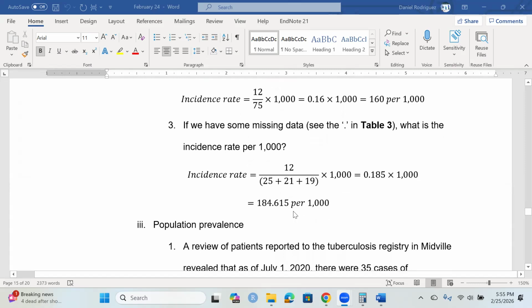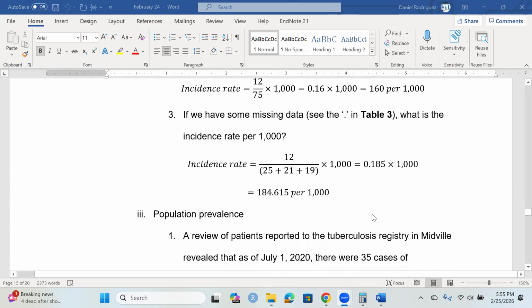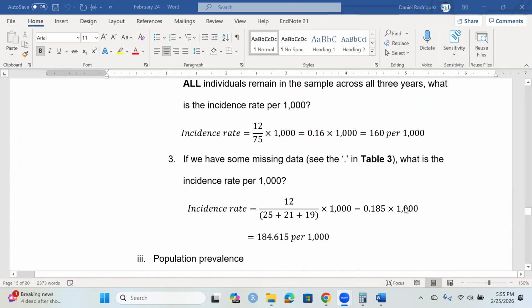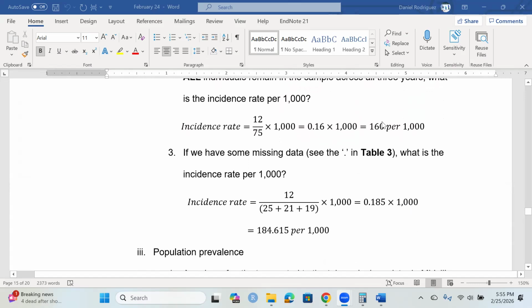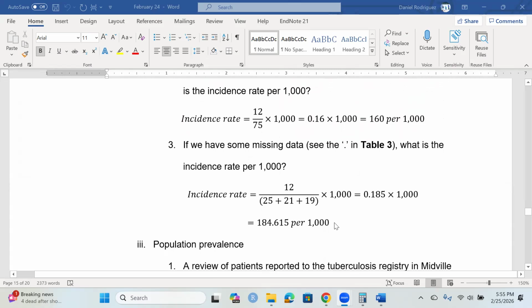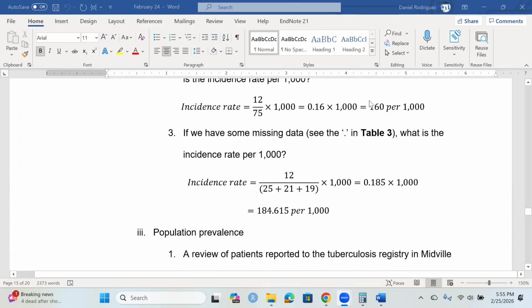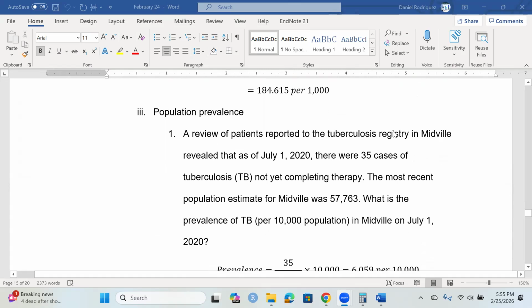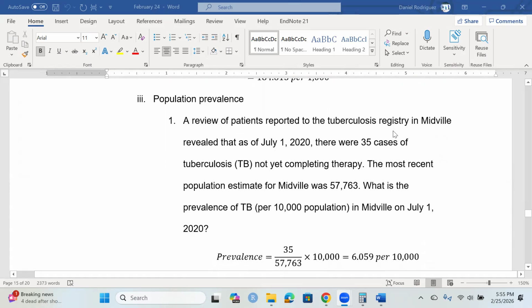Big difference in our incidence. In the case where we had no missing data, we had 160 per 1,000. Accounting for missing data actually increases it. So in a sense, we had a lower estimate when we didn't account for missing data. All right, a couple other things to talk about. Let's talk about population prevalence.